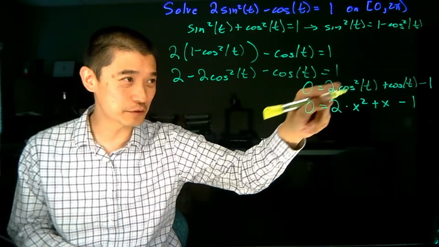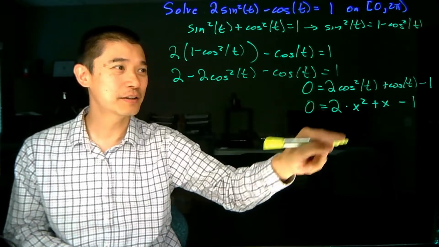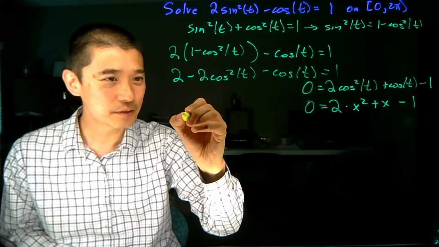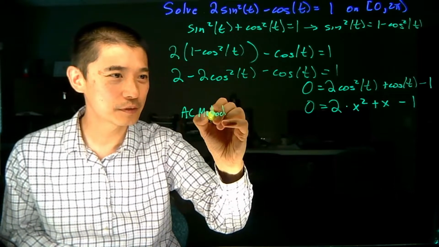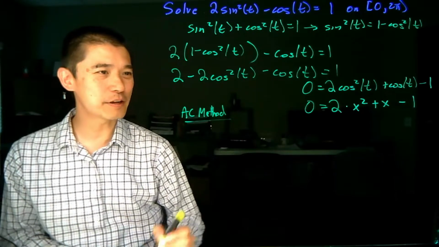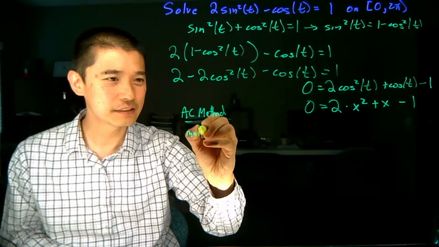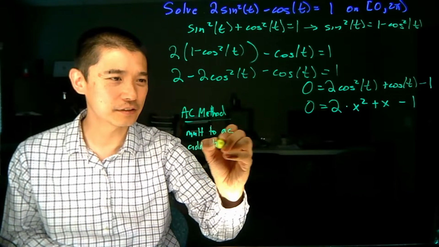Sometimes students get confused because there's so many terms here. This is just cosine squared, and that's just cosine. So you can think of it that way. So anyway, the AC method. What does the AC method say? We're looking for pairs of numbers that multiply to the product AC and add to the value B.